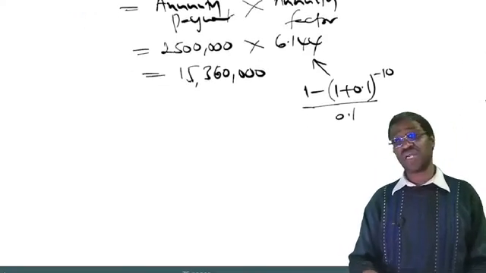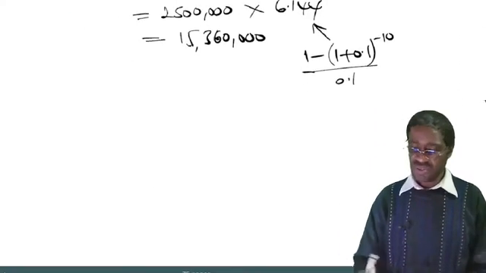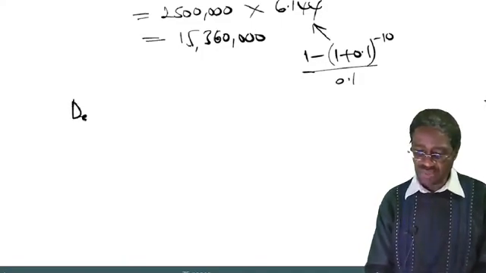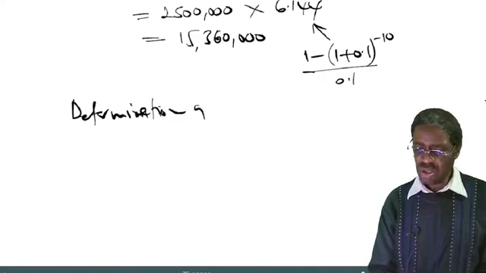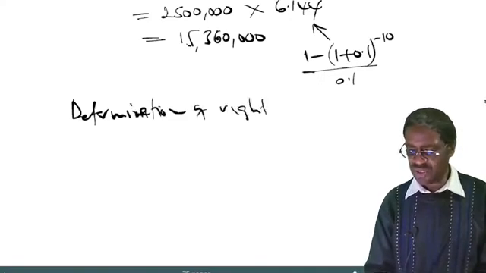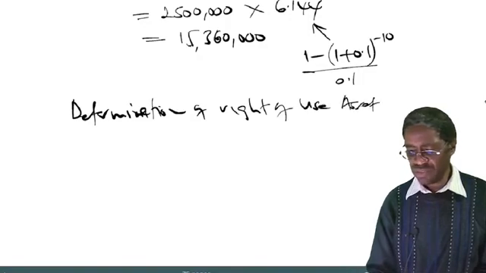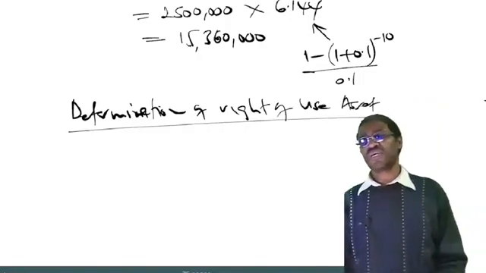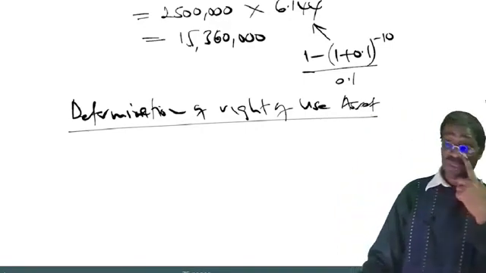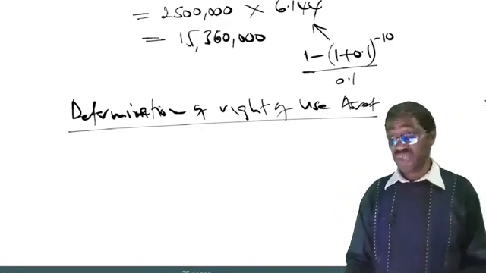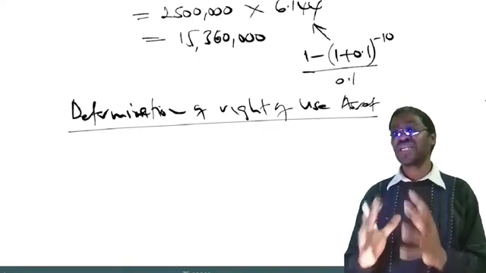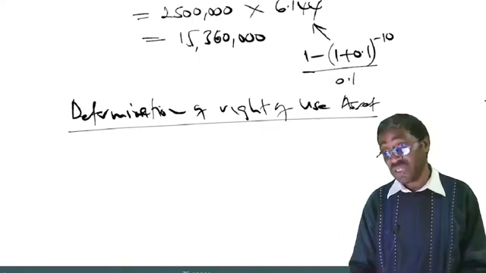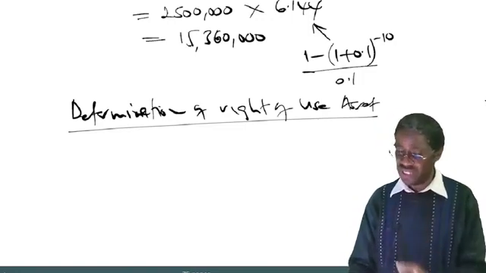Let's do the calculation for the lease asset now. So, determination of right of use asset. Determination of right of use asset. What did we say? What is it costing me in total? As a lessee, what is it costing me to go into this lease?